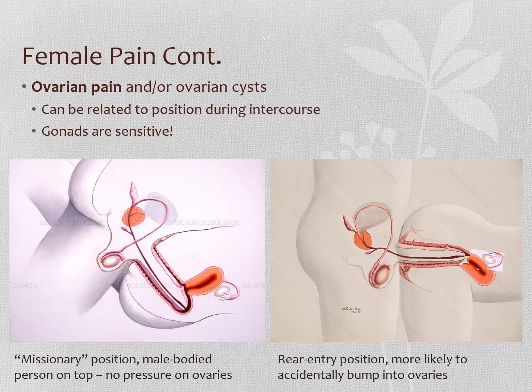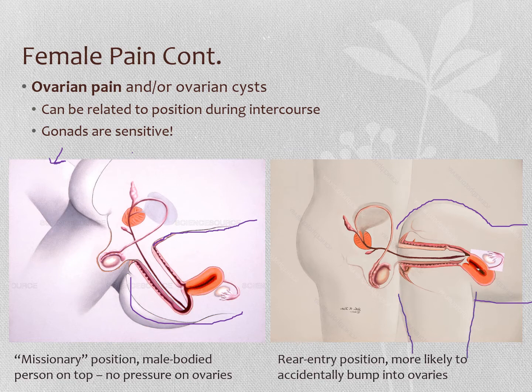So in the image on the left, on the bottom, there's a female-bodied person laying on their back. We can see the uterus, and the ovaries are a little bit behind the uterus. Here's their leg, right? This is the female-bodied person's abdomen, and this is their buttocks here. You can see as the male-bodied person is putting the penis inside the vagina, it's well away from the ovaries. In the rear entry position, however, here's our female-bodied person, here are the buttocks, here's their belly down here, here's their leg.